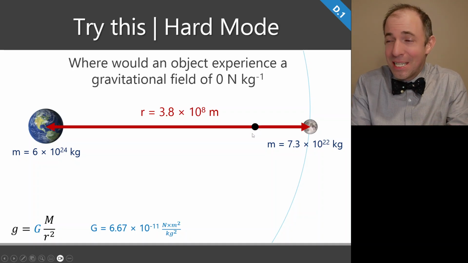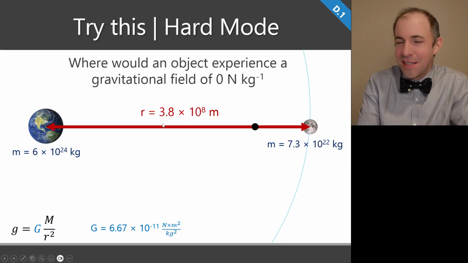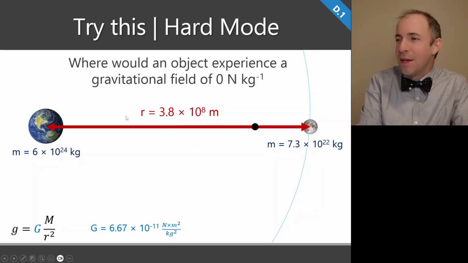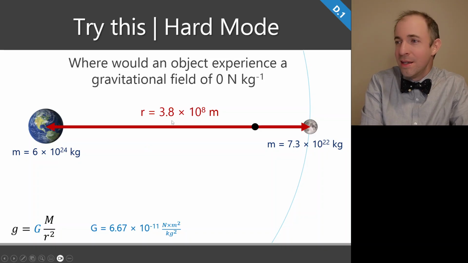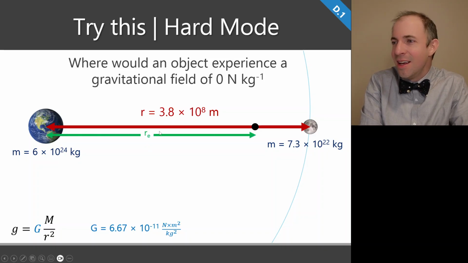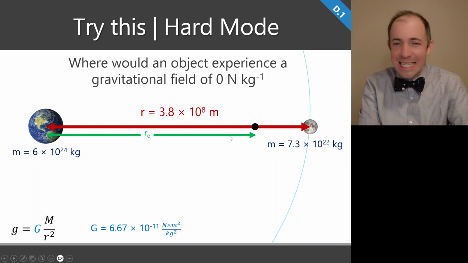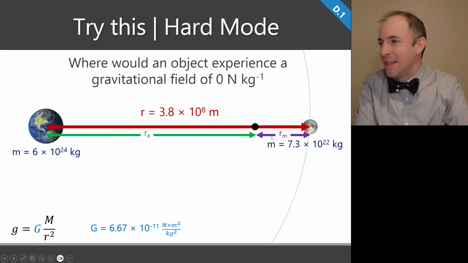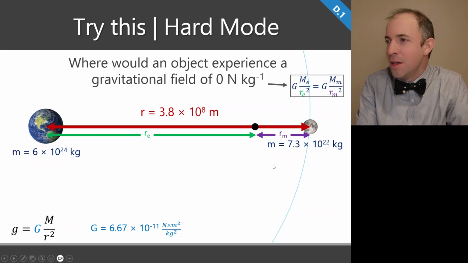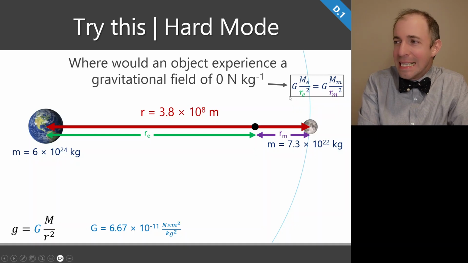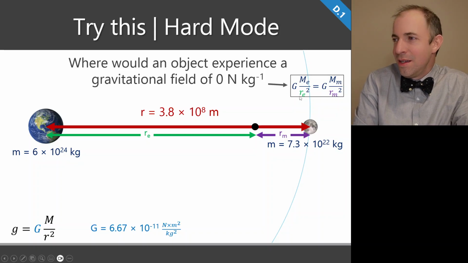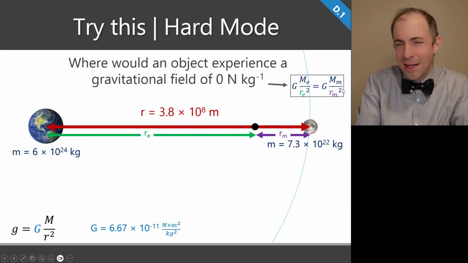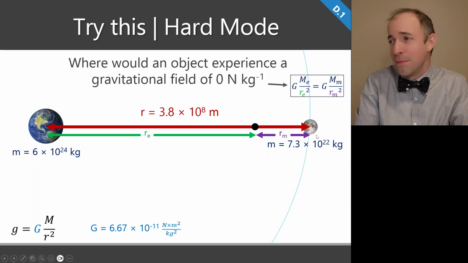The math here is pretty intense, but what we can do is basically just put a bunch of placeholders. If we know that the distance of Earth's or Moon's orbit is 3.8 times 10 to the 8th, let's say that this is RE, the distance we are from the Earth, and this is RM, the distance we are from the Moon. Well, that means that if we have a net force field strength that's zero, the force from the Earth on this position is the same as the Moon on the position.